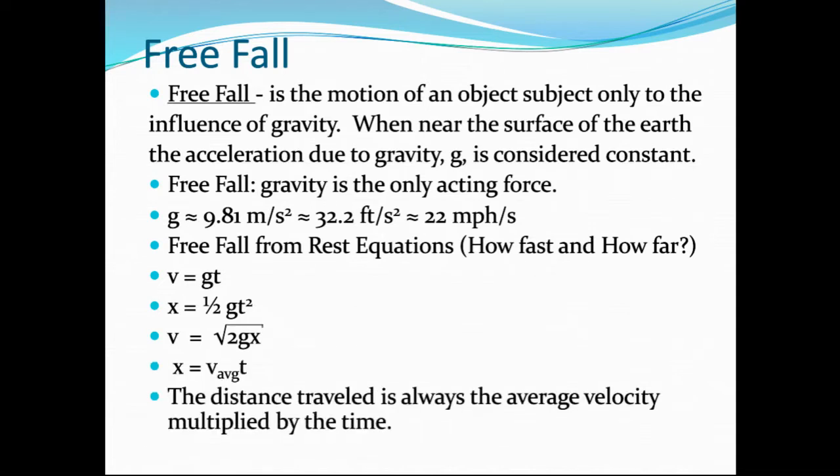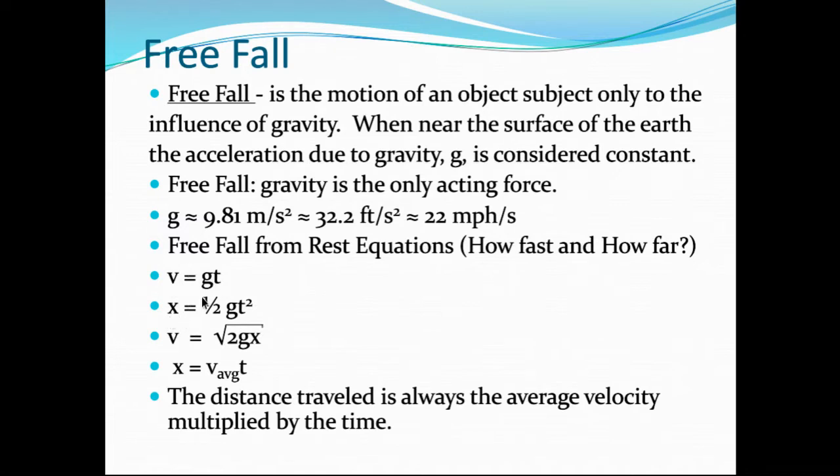Now, here are the formulas that are useful if you start from rest. If we simply drop an object, it starts from rest. Once we let go of it, the force of gravity acts and accelerates the object at a rate of 9.81 meters per second each and every second. So the very first formula here, v equals gt, will tell you how fast it's going at a later time, and this is linear.